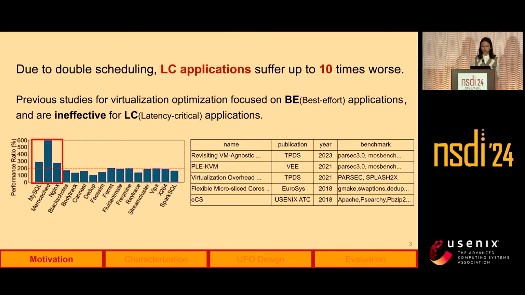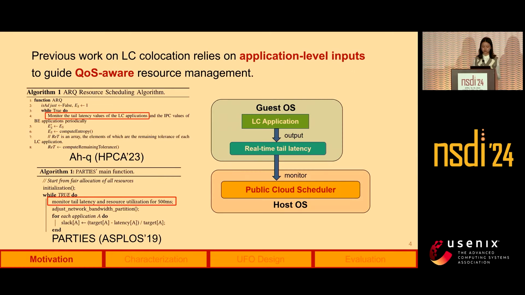ratio of 2. In this figure, a performance ratio of 200 means the performance is half of the non-oversubscribed case. We found that LC applications suffer from oversubscription, while BE applications usually outperform the ideal. However, previous works on virtualization have focused on BE applications, and they have failed to address this issue.